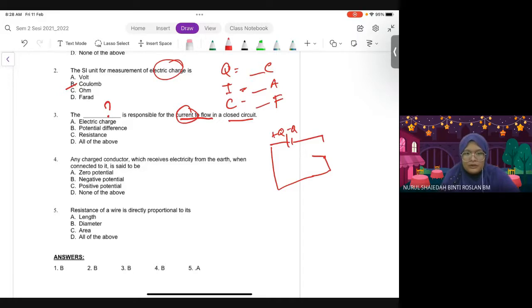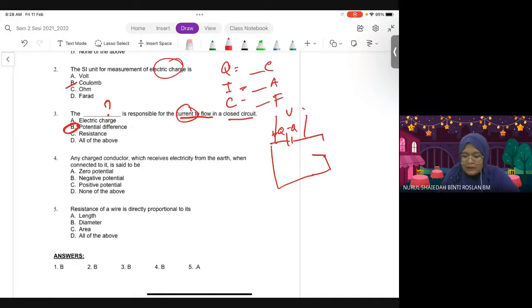There are no current flow kalau. Even though you ada charge in close circuit pun, current ni bergerak is not because of the charge. Yang menyebabkan dia bergerak adalah potential difference, perbezaan di antara dia dan dia. So dia ada negatif, ada potential difference, then baru menyebabkan dia bergeraklah current in flow.